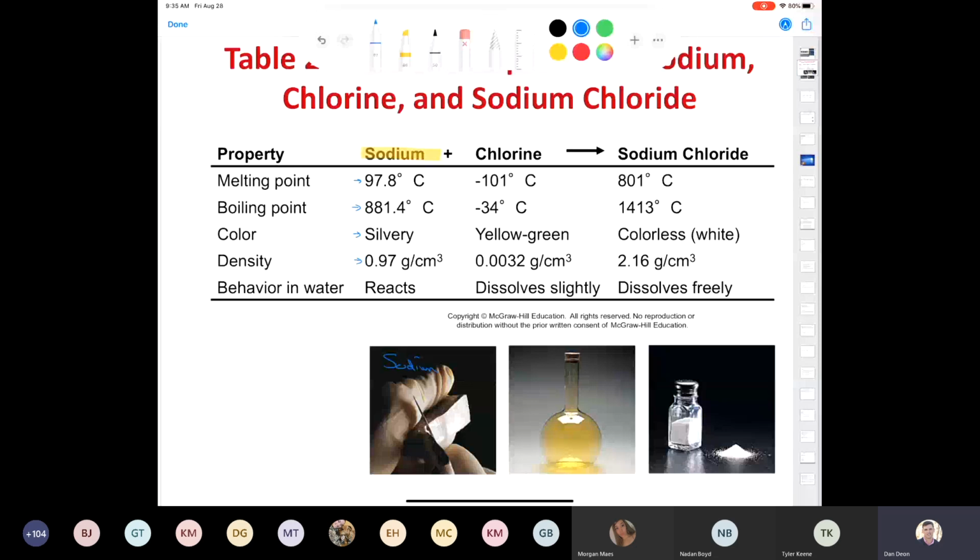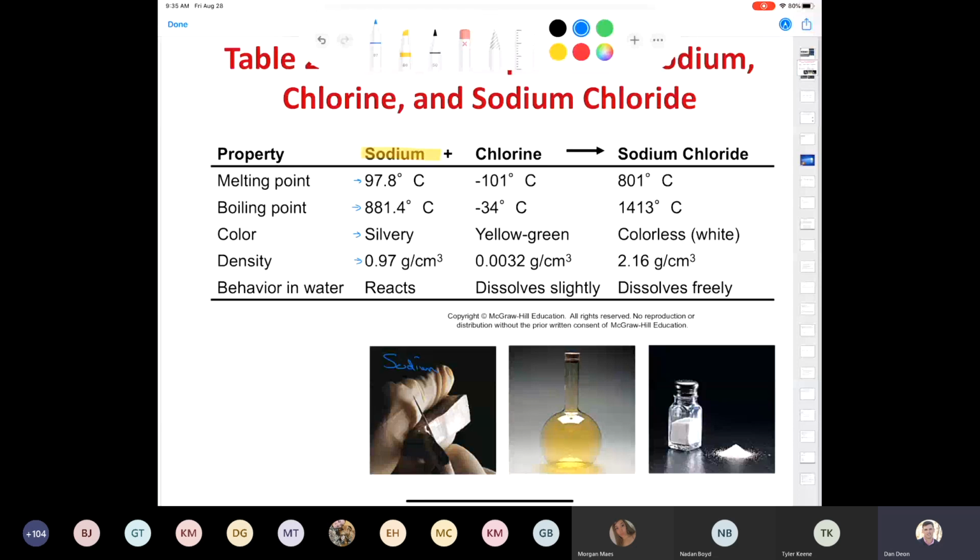It says behavior in water. Well, I'm sure somebody in the class has Googled a video of somebody throwing sodium in water. I wouldn't recommend it. In fact, I saw a guy when I was in graduate school light a cigarette with an ice cube. And the way he did that was he put a piece of sodium in the end of it. Please don't try that at home.